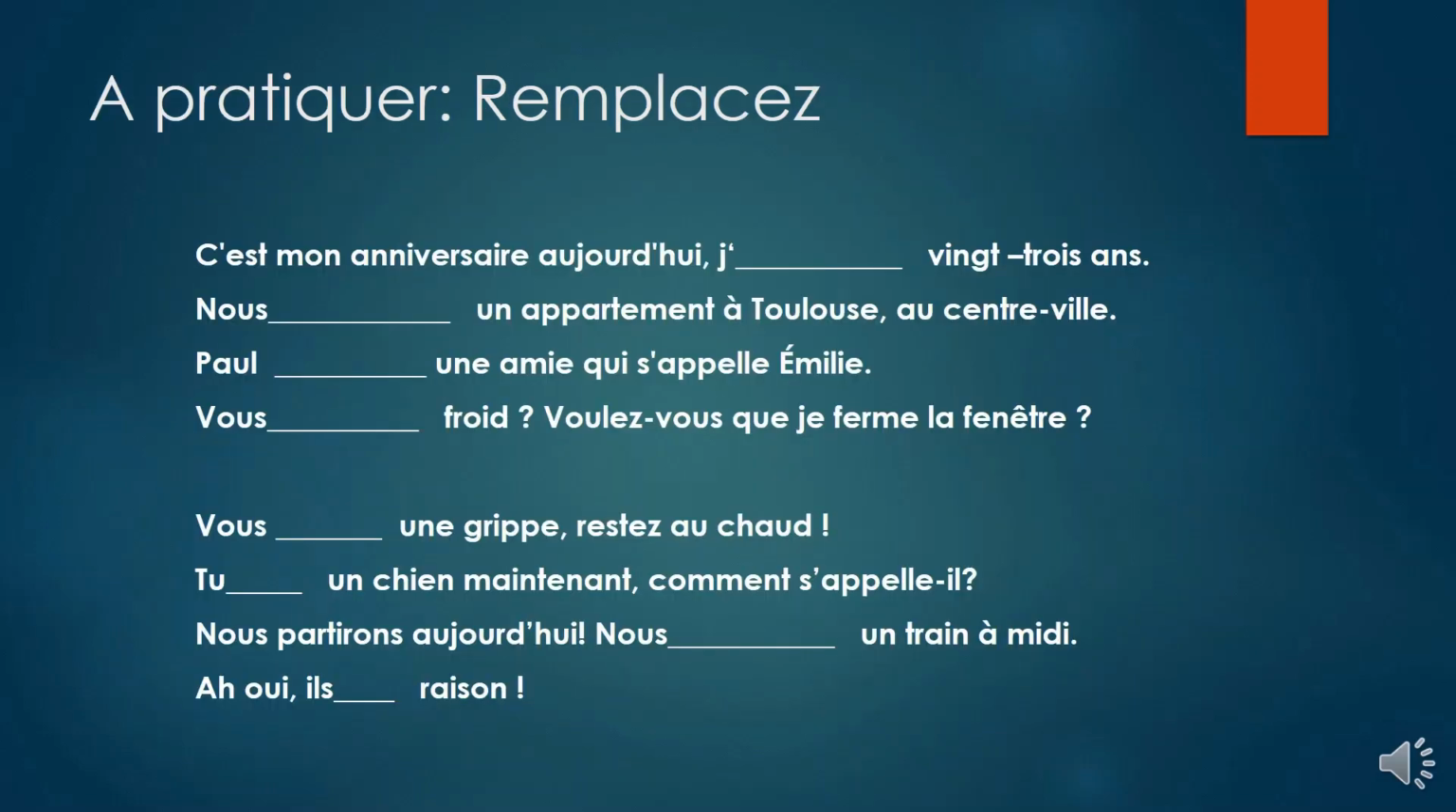À pratiquer, remplacer. C'est mon anniversaire aujourd'hui. J'ai 23 ans. Nous avons un appartement à Toulouse, au centre-ville. Paul a une amie qui s'appelle Émilie. Vous avez froid? Voulez-vous que je ferme la fenêtre? Vous avez une grippe. Restez au chaud.